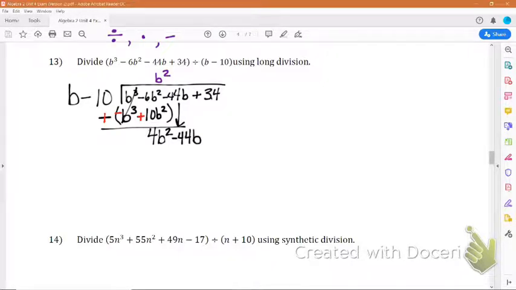And the cycle begins all over again. I'm going to take first term divided by first term. So 4b squared divided by b. Well, 4 divided by 1 is 4.